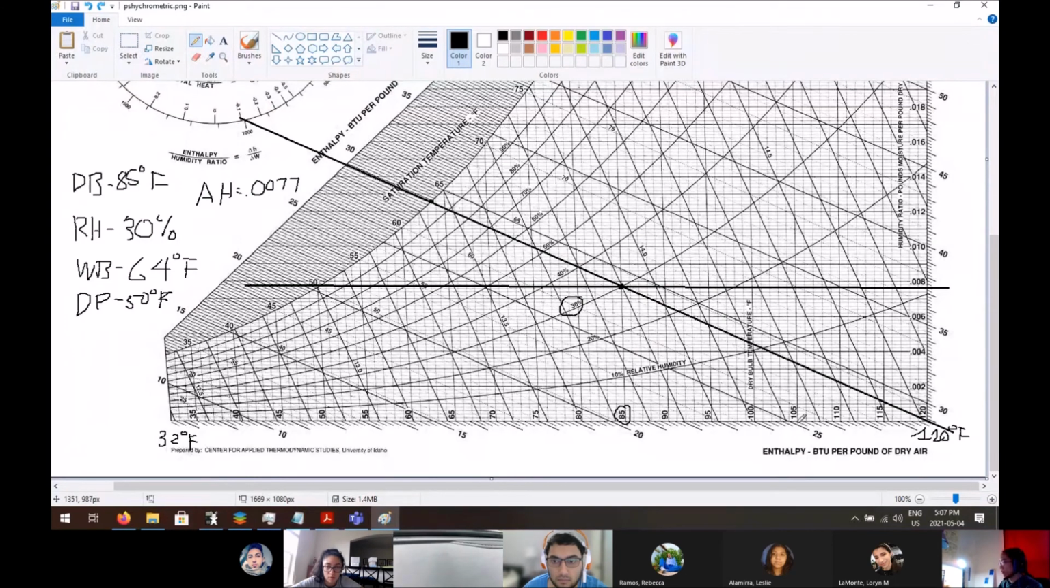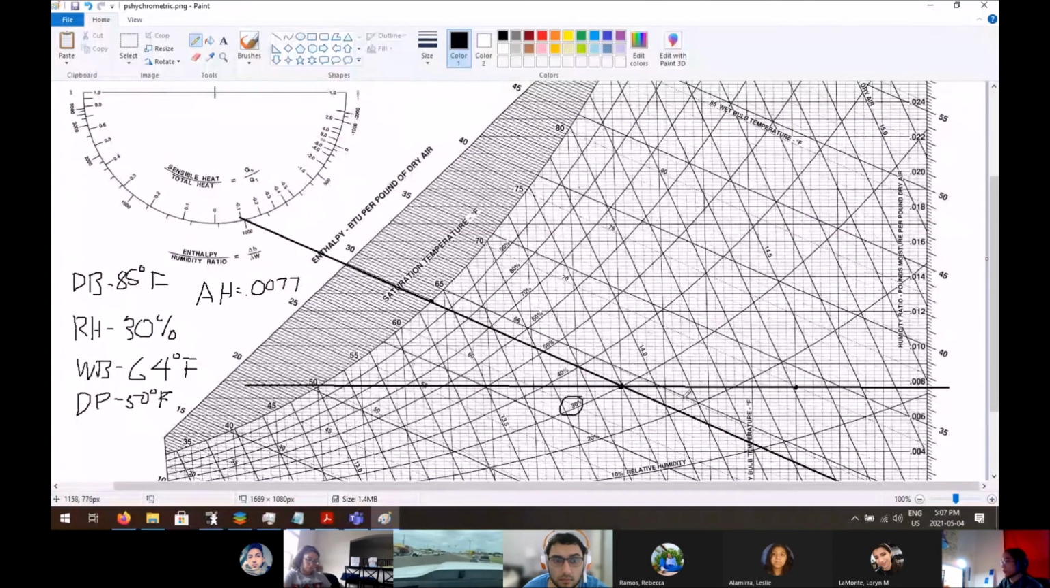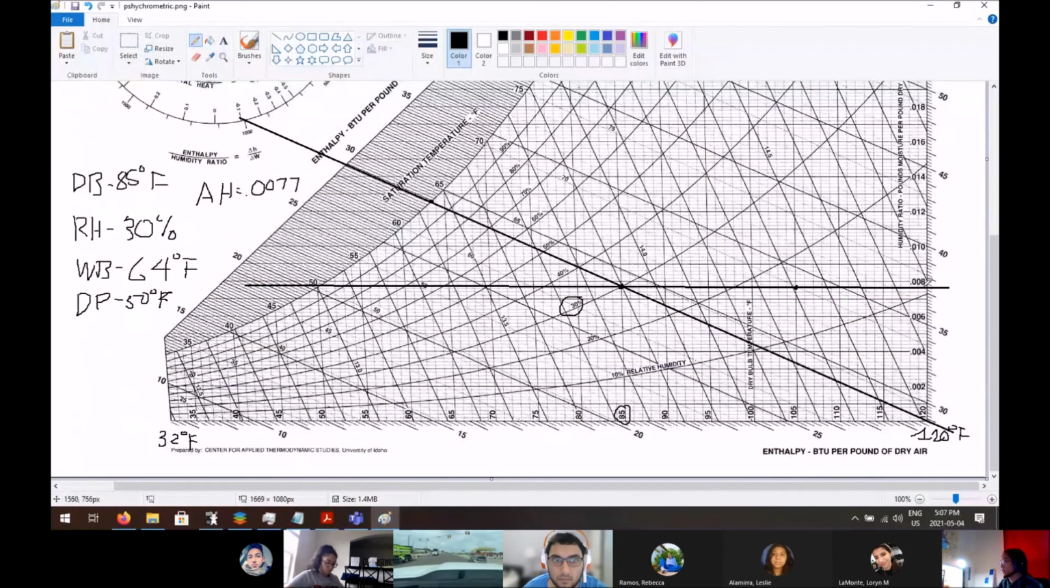So let's say you have 105 degrees Fahrenheit at, let's just say, 18% relative humidity. It would have the exact same absolute humidity, meaning it would also have the same dew point. See this entire line, these two are directly related to each other.